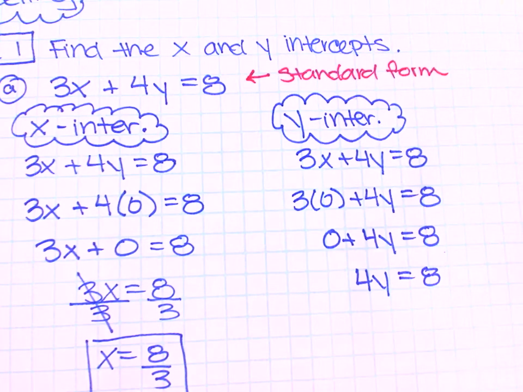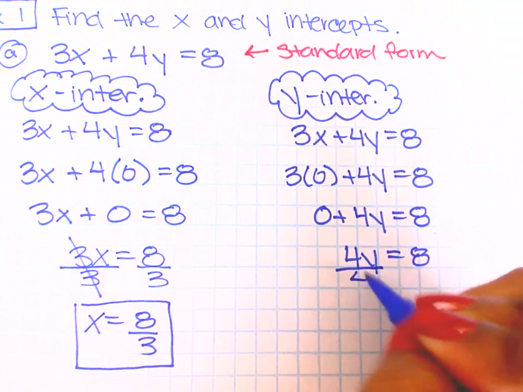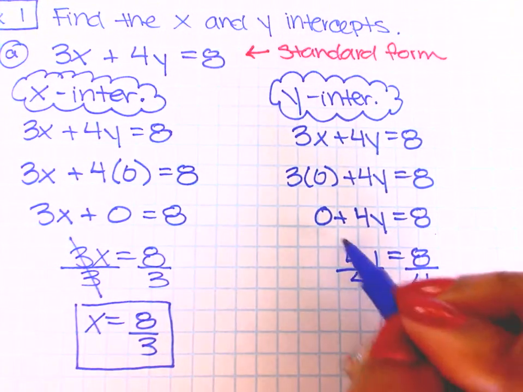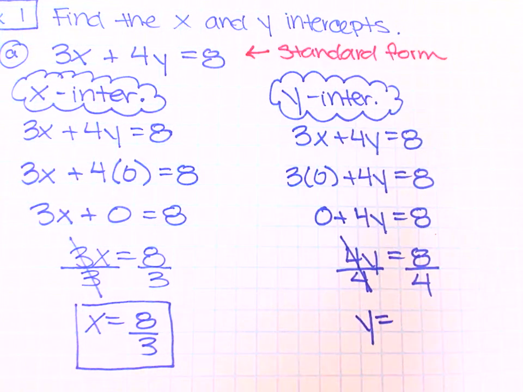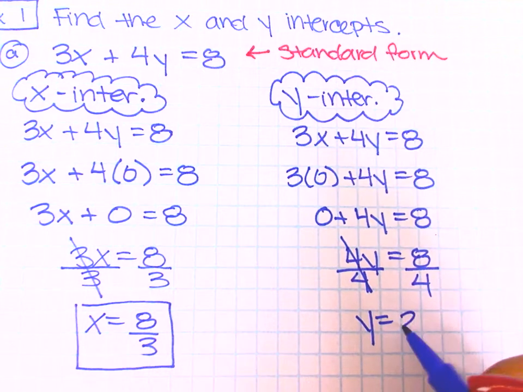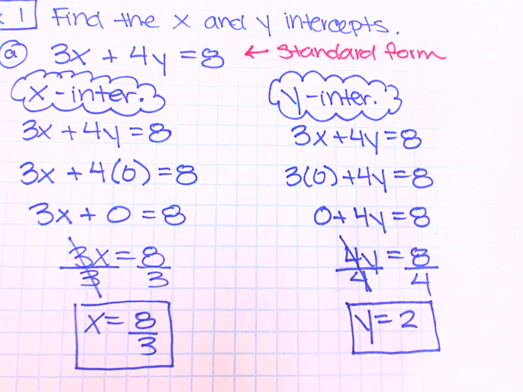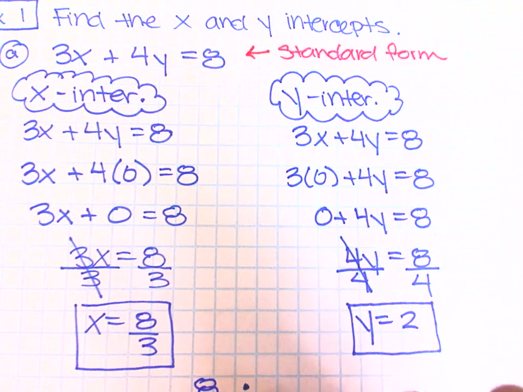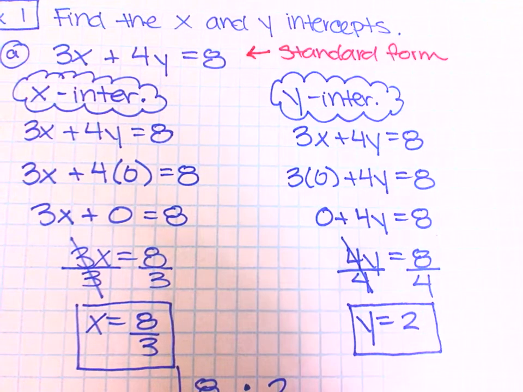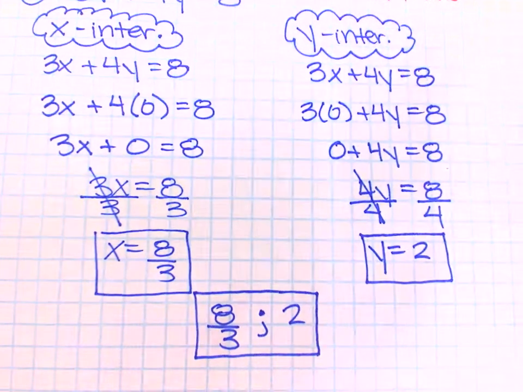Now I just need to isolate the y, get the y by itself. So I'm going to divide by 4 on both sides. My 4 over 4 is like 1. 1y is y. Equals 8 divided by 4 is 2. So my final answer is 8 over 3 is my x-intercept, and 2 is my y-intercept. Final answer.